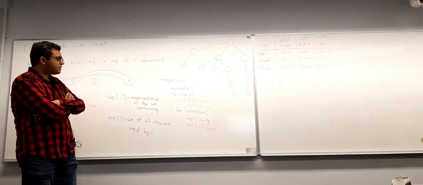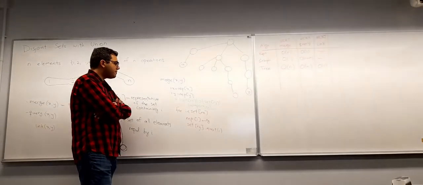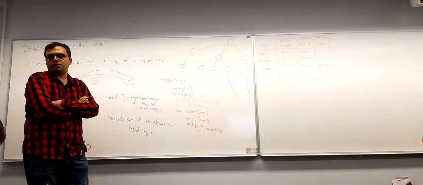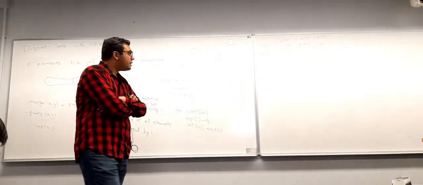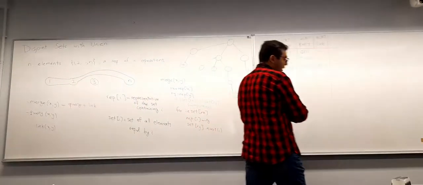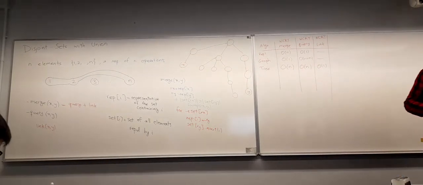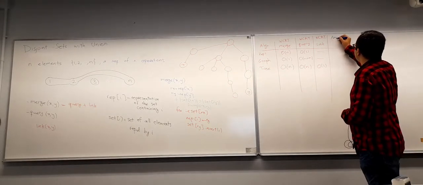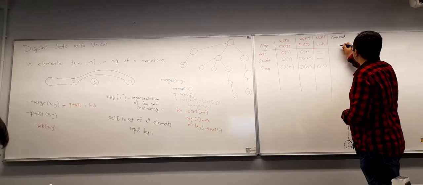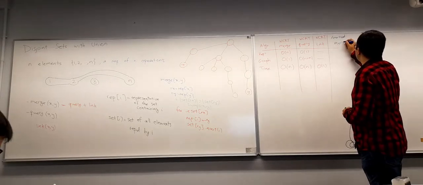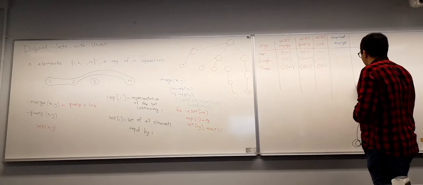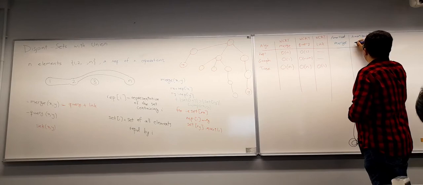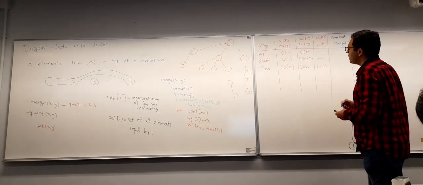Now, does this really change our overall runtime? The idea of merging the smaller set into the larger set all the time, instead of just randomly merging? Well, it turns out yes. And this is where we get to the amortized runtimes. So let me just add amortized runtime for merge. And let's also have the amortized runtime for query.